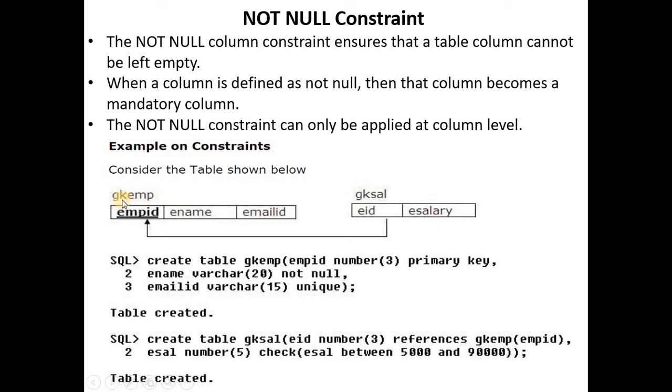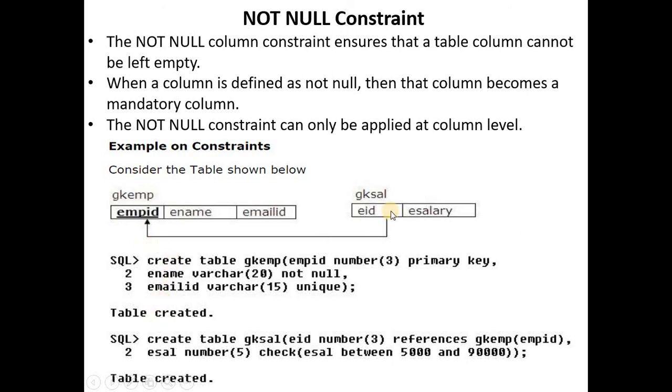So to create this GK emp table: create table GK emp, emp ID number of 3, so 3 digits can be there. It is a primary key. The ename is varchar 20, not null. The name should always be there. It should not be kept empty. Email ID is varchar 15, and it has to be unique. There cannot be any duplicates in the email ID. Each person has to have a different email ID entered into this GK emp table.